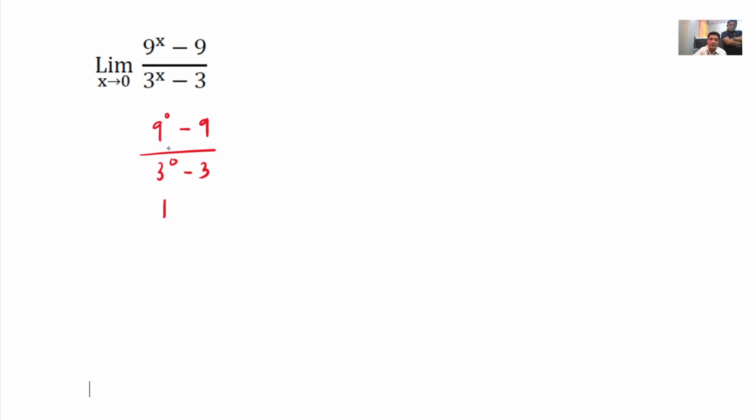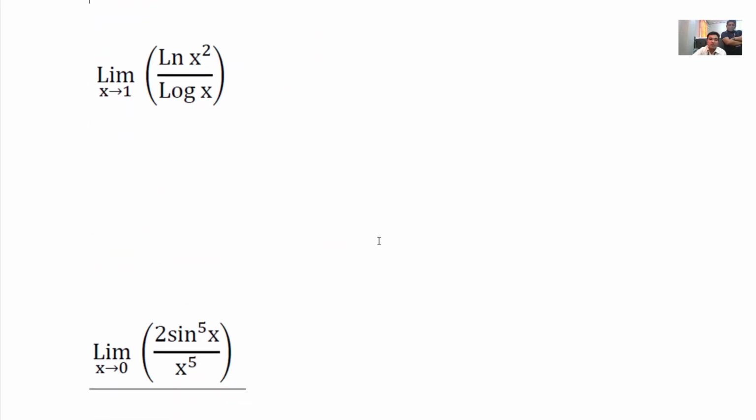Okay? Except that that number is not equal to 0. So, 1 minus 9 all over 1 minus 3. So that is negative 8 over negative 2. So that's very easy. That is equal to 4. So hindi siya indeterminate, may value. So that's the answer.